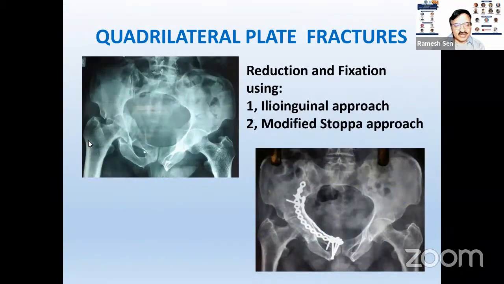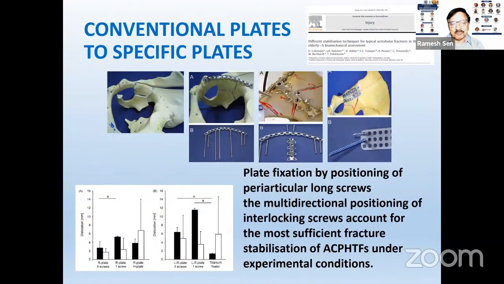And what we understand is that this displacement is in these two vectors, a superior vector and a medial vector. Accordingly, we try putting a plate on the superior side and on the medial side. Initially, the medial side was not possible because we were only restricting ourselves to the ilioinguinal approach. But after the modified Stoppa approach, our medial buttress effect has become much better.